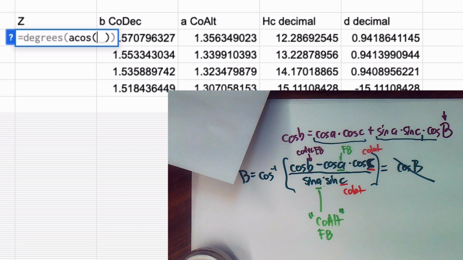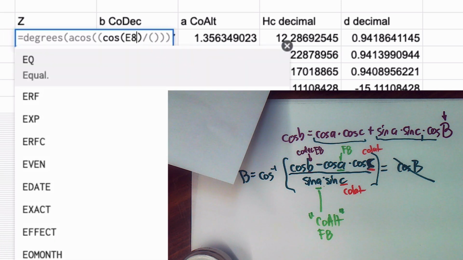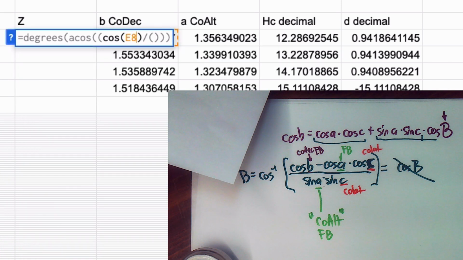So now what do we want? We now need the numerator. I'm going to do another set of nested parentheses, the numerator divided by the denominator, so that we don't get too lost. The numerator was the cosine of E8, remember that was CoDec, minus the cosine of F8, again F8 was CoAlt, and that's the product of that and cosine of CoLat.